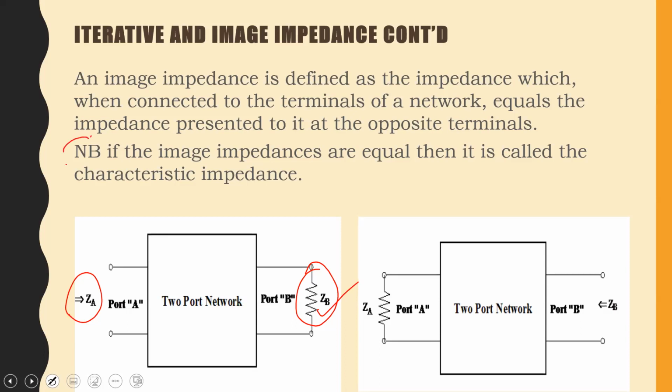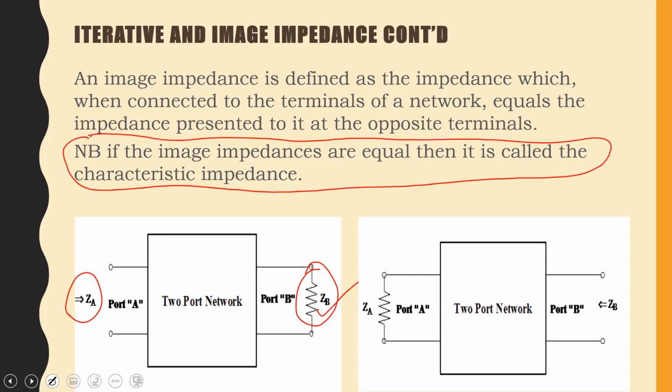And remember now that if the image impedances are equal, then it's the characteristic impedance. And the only way for the impedances to be equal is if we have a symmetrical network. So if I have a symmetrical network, then ZB and ZA would be equal. And so if I put ZB here and measure ZA, when I put ZA, I'll get the same value, if I'm dealing with a symmetrical network. So the image impedances, if equal, would be the characteristic impedance. So the image impedance would refer to, generally speaking, an unsymmetrical or asymmetrical network.